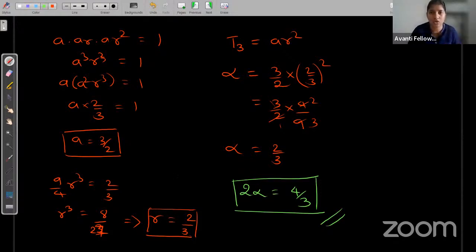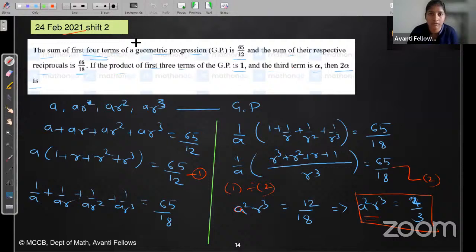We have split our question into two parts. The first part, we may consider the first statement: the sum of the first 4 terms of the geometric progression. So these are the 4 terms that we considered, and we considered the sum of it. In the second statement, they have given the sum of the respective reciprocals. We considered the sum of the reciprocals also, so we got one more equation. What we have done is divide equation 1 and 2 so that we can get the value of A square into R cube.